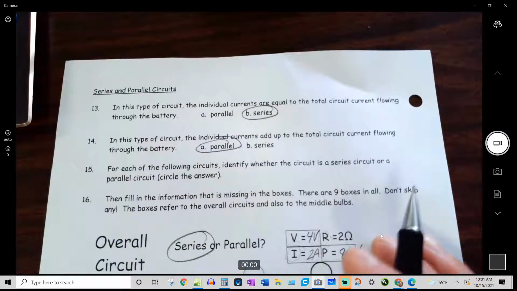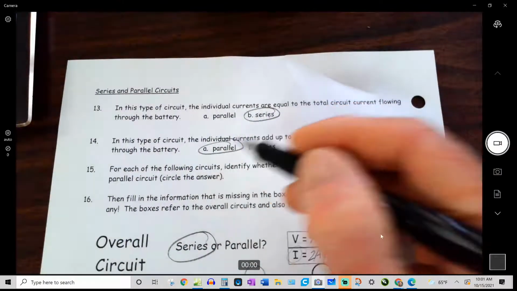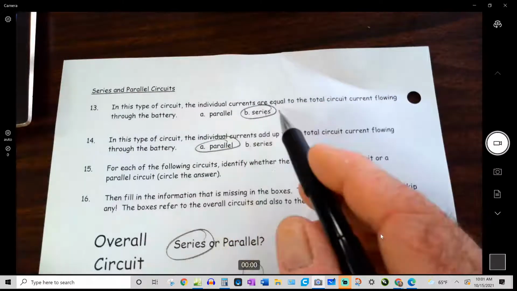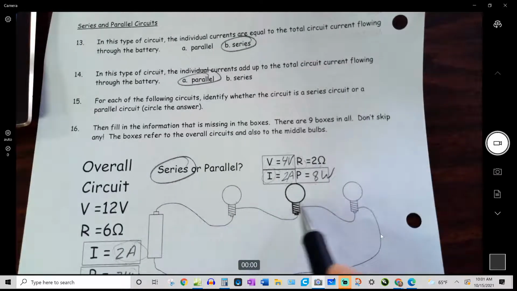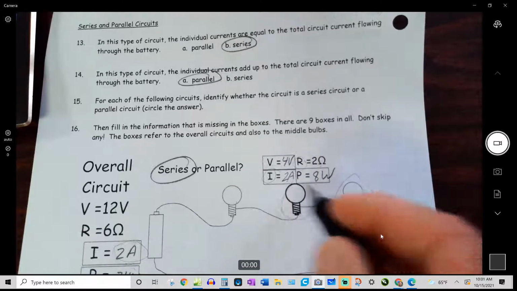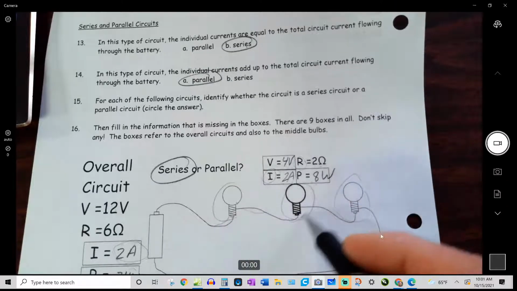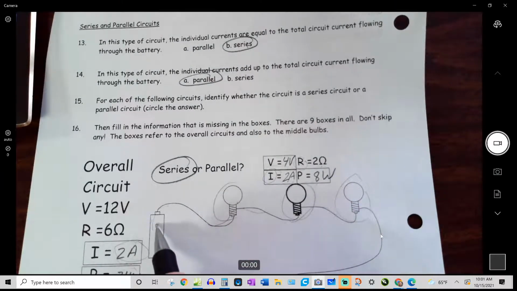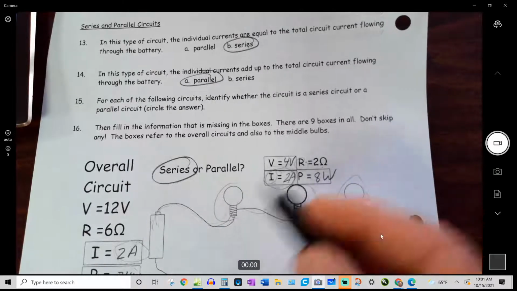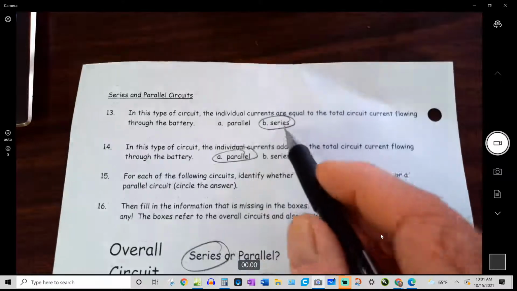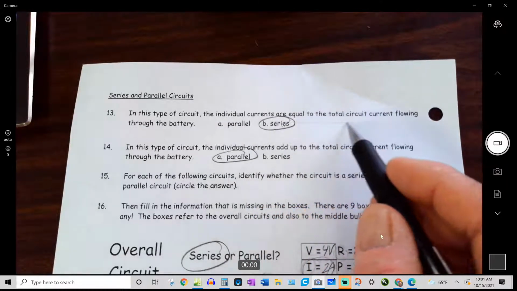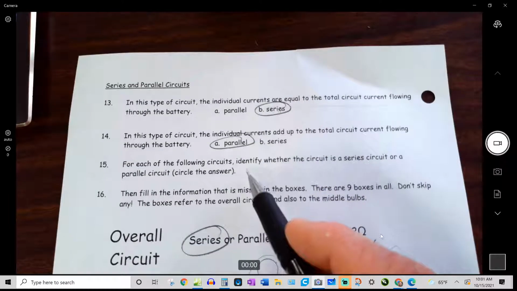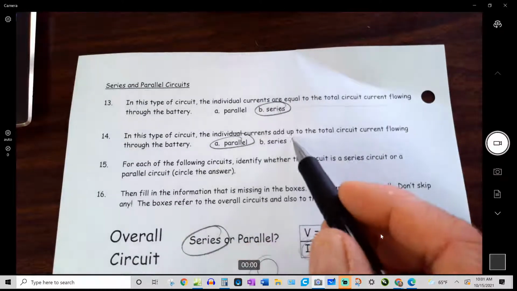Number 13 and 14 are series and parallel. So in a series circuit, which is what this is, all of these bulbs have the same current going through them that the battery does, because all of the current has to go through every bulb. So this current and that current have to be the same. So this says individual currents equal the total circuit current. And for this one, this says the individual currents add up to it.